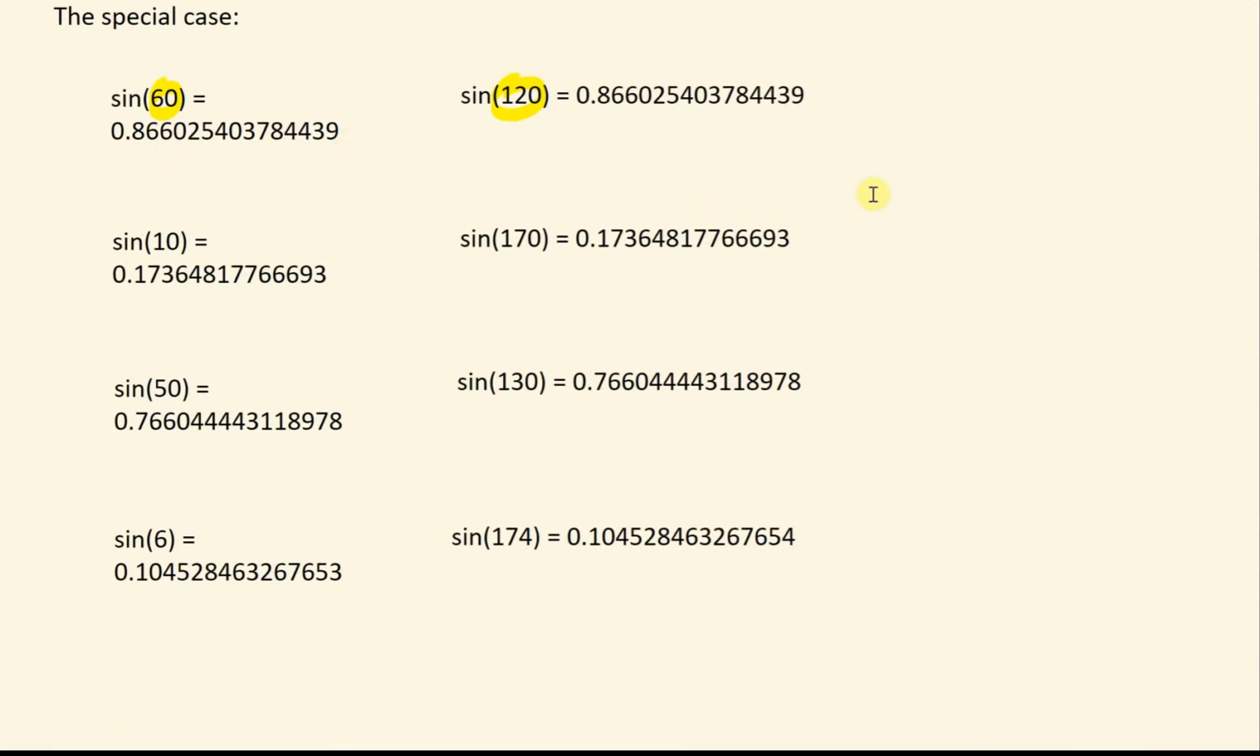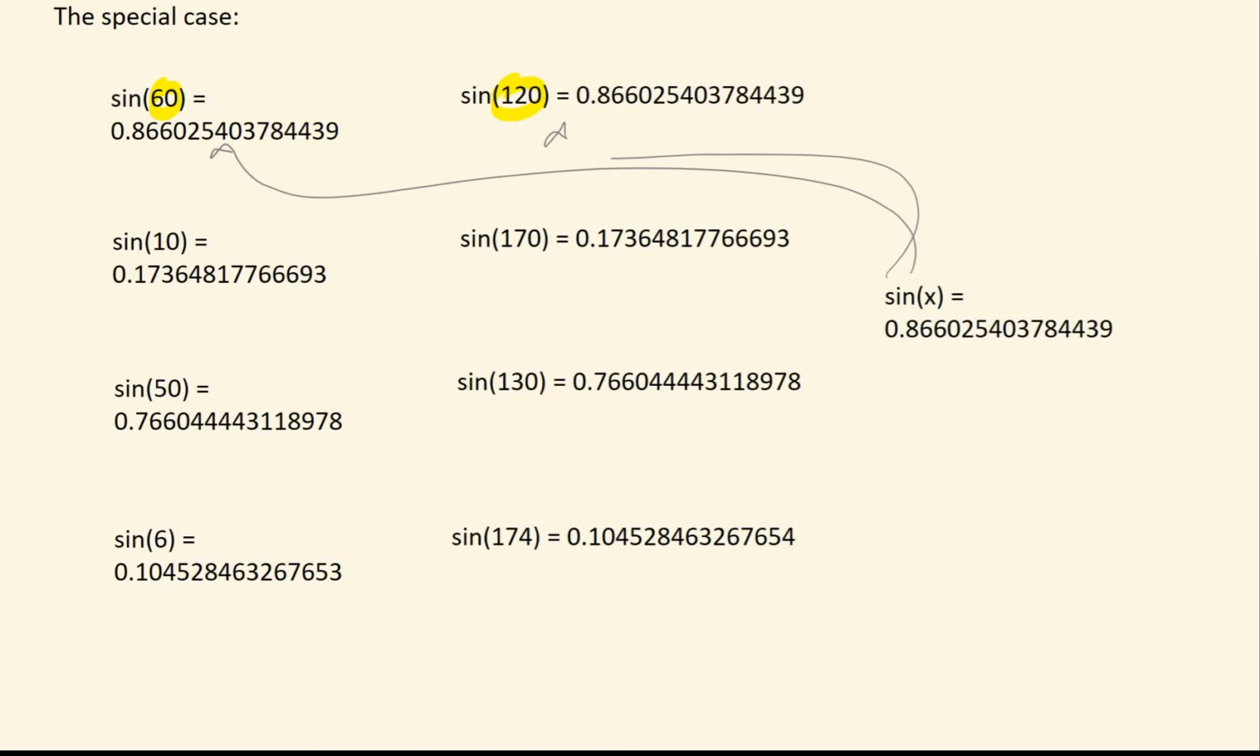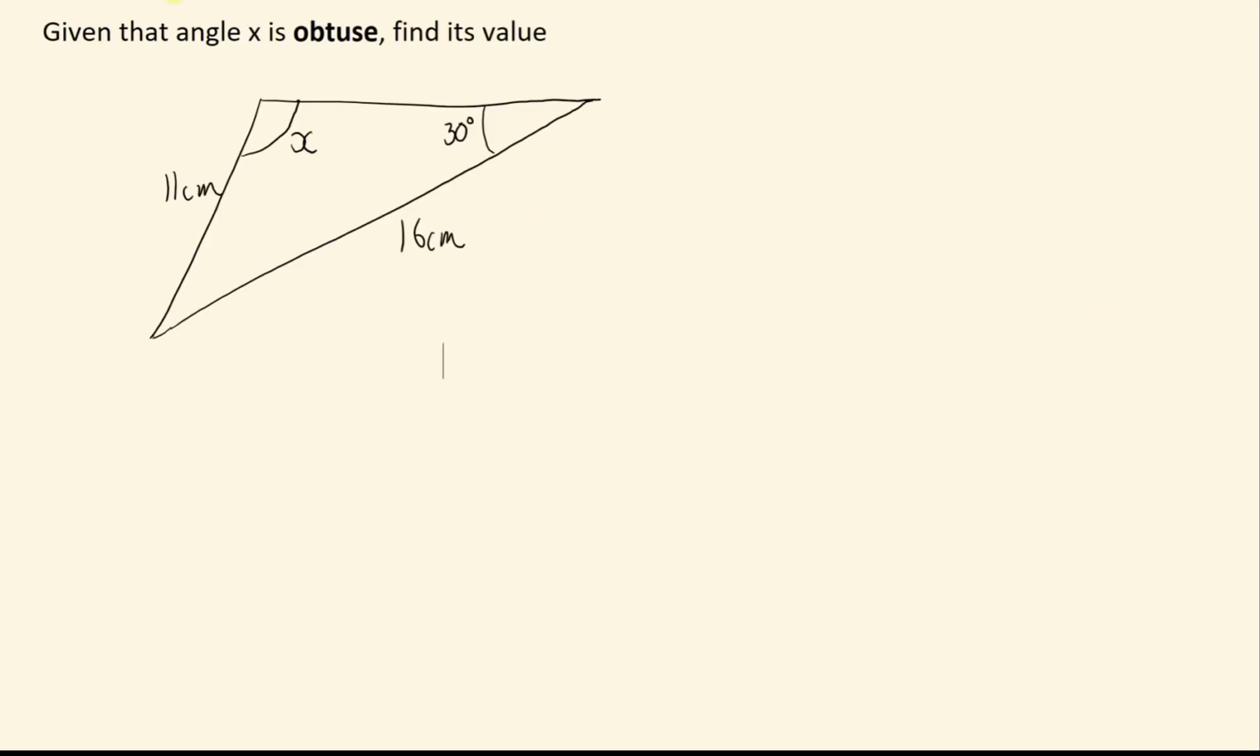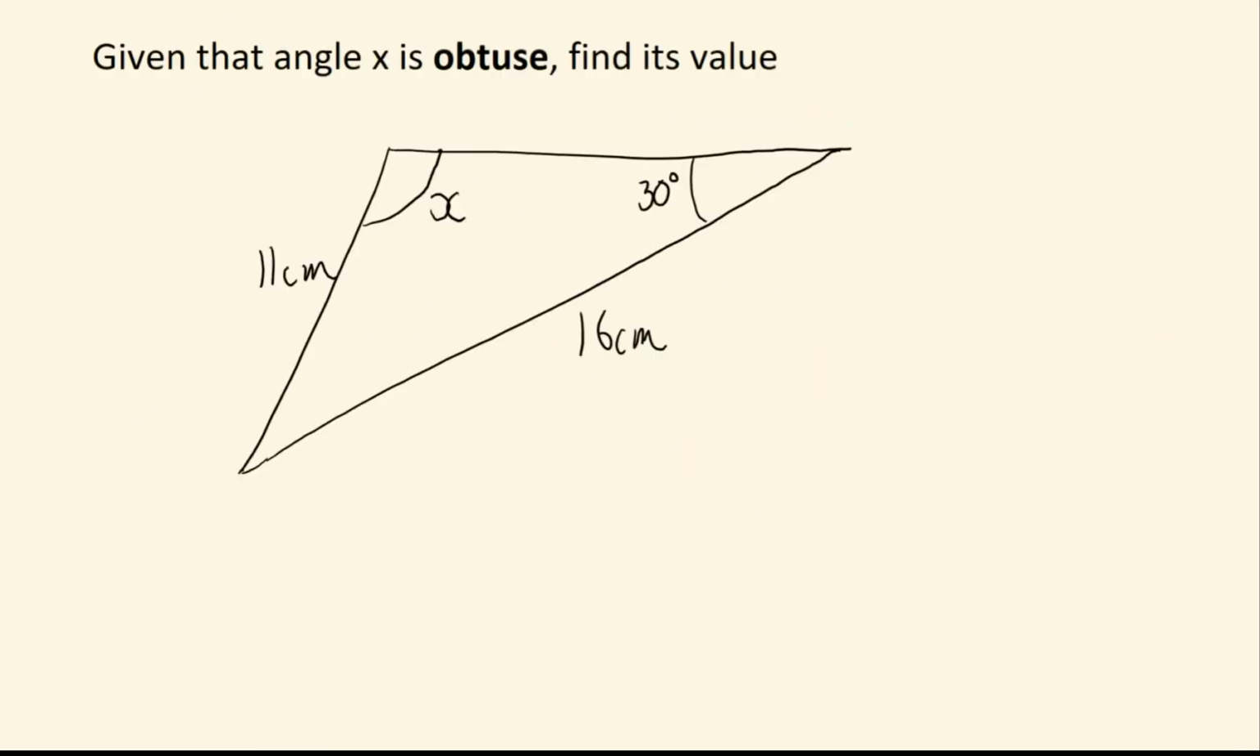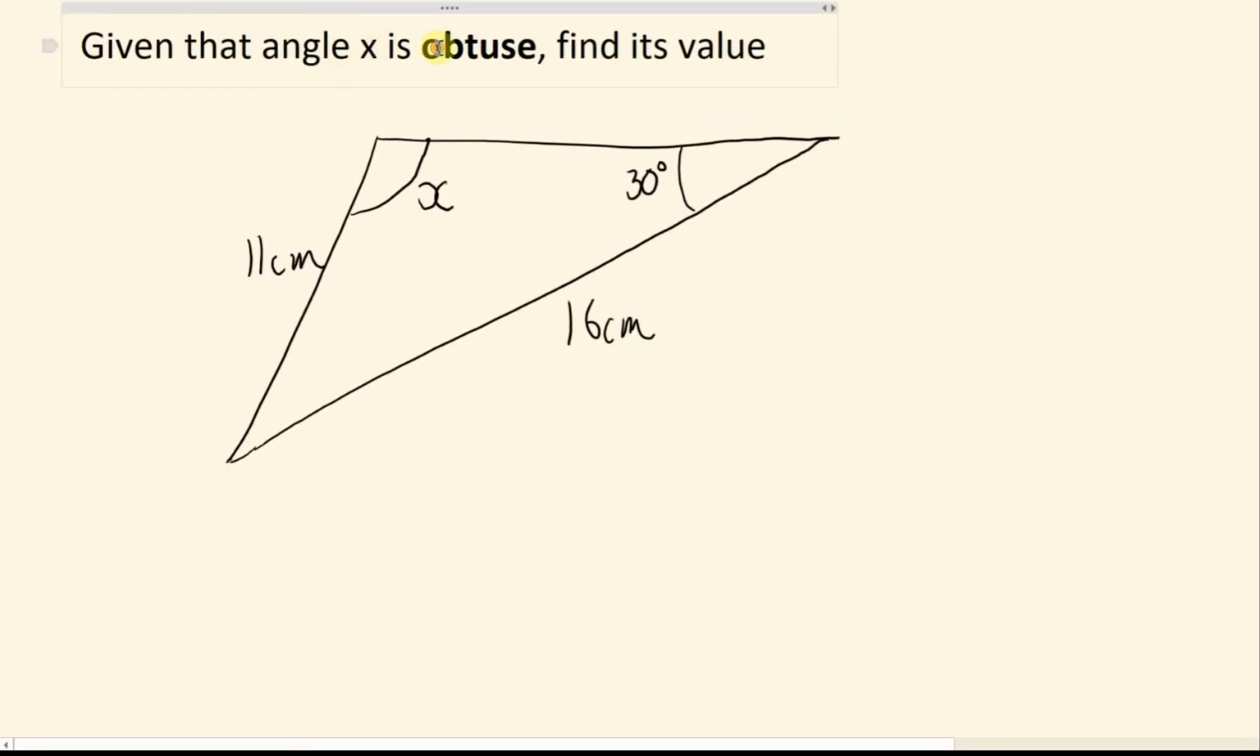That means if we know, for example, that sine of x equals this number here, we don't know what the missing angle is. We know the missing angle is either going to be 60 degrees or 120 degrees. But there's no way we can know for sure unless we have more information. So what you will see in some questions I'm going to look at now is it will tell you the angle is obtuse. So here, given this angle is obtuse, we need to find its value. And now we're going to use that trick.